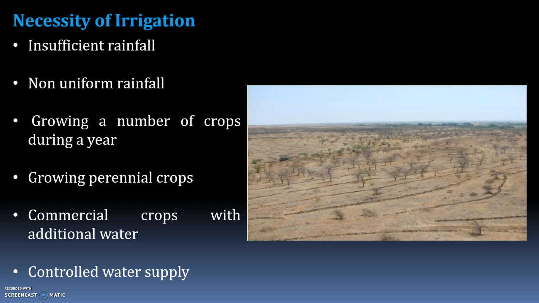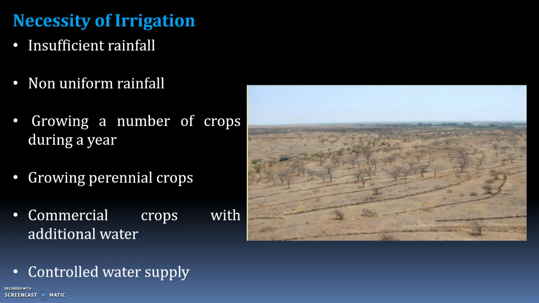The rainfall during the winter is very scanty and hence rabi crops need artificial supply of water through the irrigation works. Later I will be discussing what are rabi crops and kharif crops. This is about non-uniform rainfall.